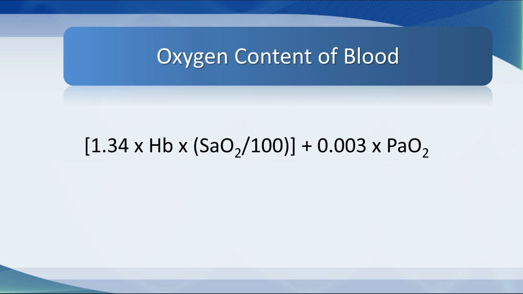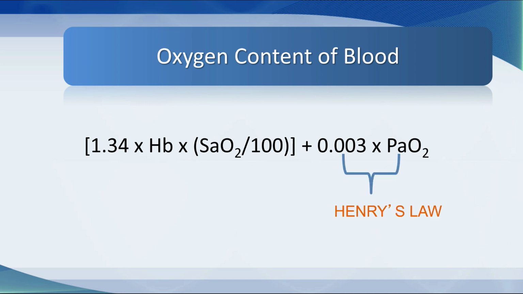When you look at the oxygen content of blood, the best and easiest way to look at this is to use this formula, which is 1.34 times the hemoglobin, that's the hemoglobin binding capacity for oxygen, times the saturation divided by 100, plus 0.03 times the PaO2, which is the oxygen solubility.